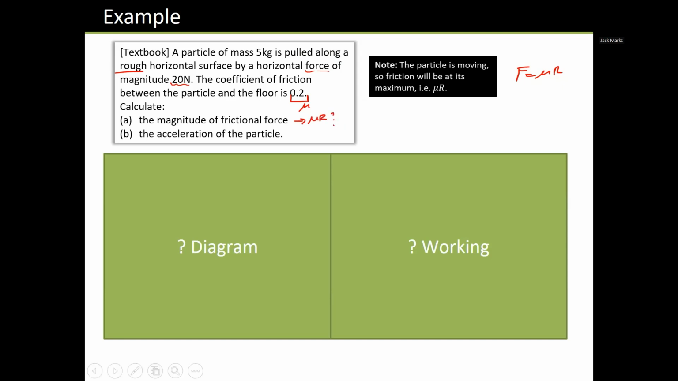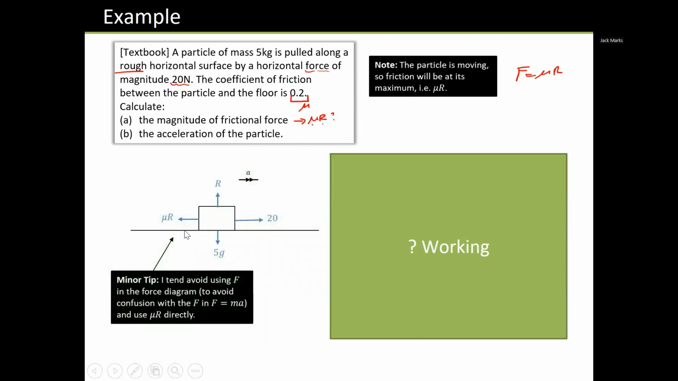Now, it's not 20, or it's not necessarily 20. You can't just assume that. So what we're going to have to do, because we know what mu is, we're going to have to find R, and then we can find mu R. So if we have our diagram, we can see that R will be equal to 5g, because up will be equal to down, because it's staying in contact with the floor. So mu R is going to be 0.2 times 5g, which is just 1g, or g.